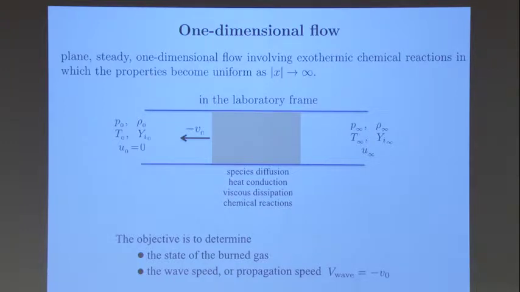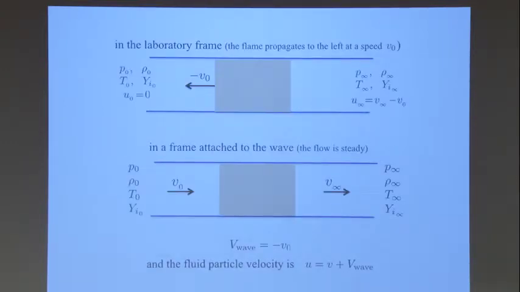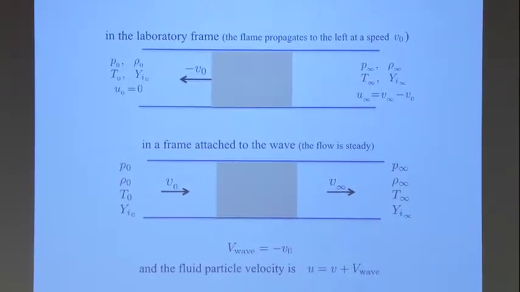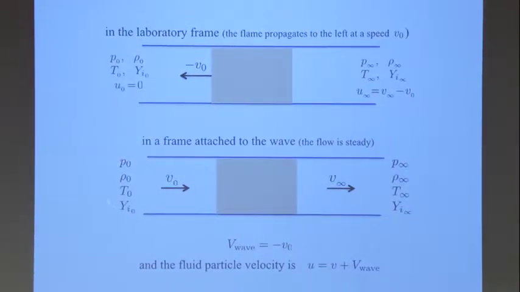It's equivalent. So this is the picture in the laboratory, which is on top, but we can also look at this in a frame attached to the wave. If you move with the wave, what you're going to see is the mixture coming at you at velocity V naught, and everything will be steady here, not stationary but steady. And then of course the gas on the right will be moving at some velocity V infinity. Now the wave speed, remember, was minus V naught. So these correspond to the velocity relative to the wave.